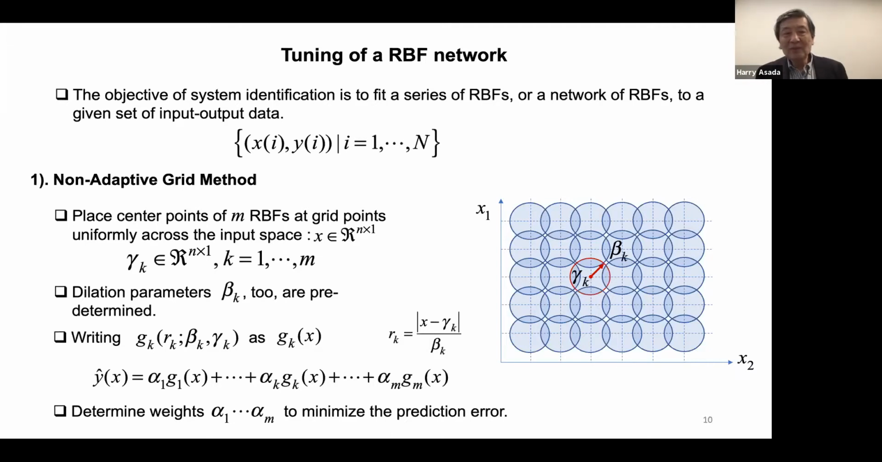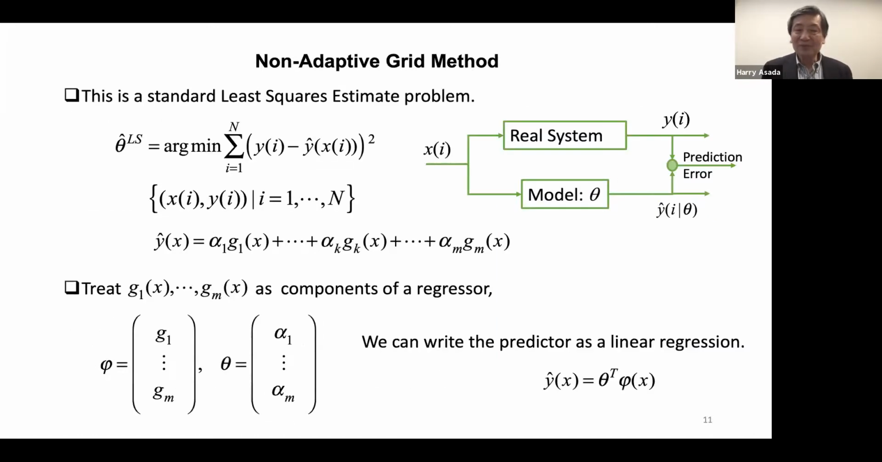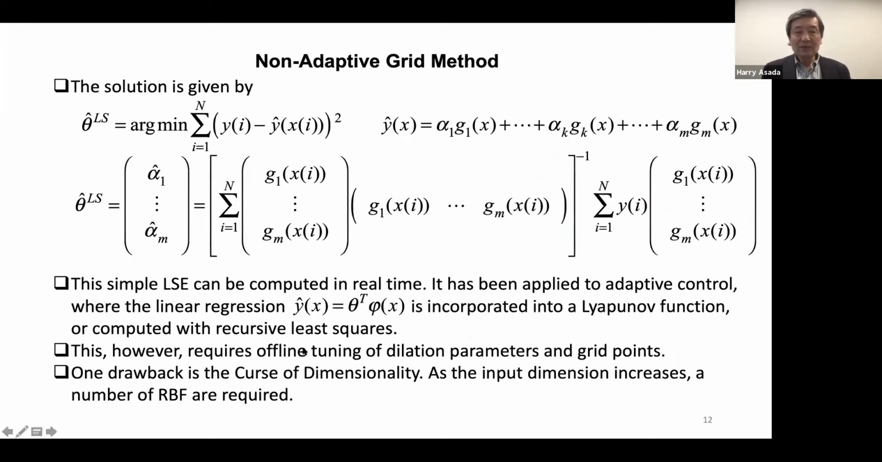So surely this method does not work. The grid method does not work for cases having a high dimensional input space, right? So that's an obvious drawback of this method. Okay, so what do you do? Well, we should be able to think about something.